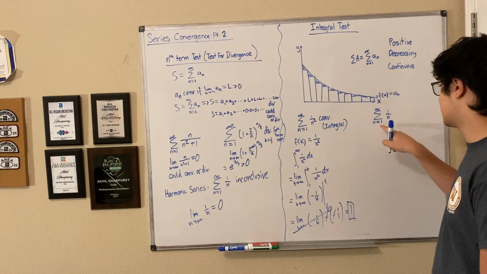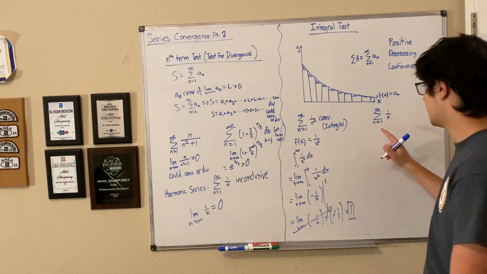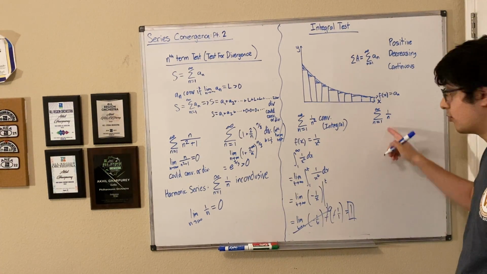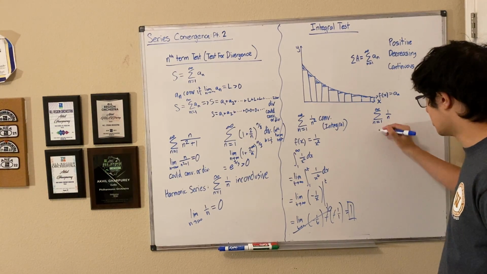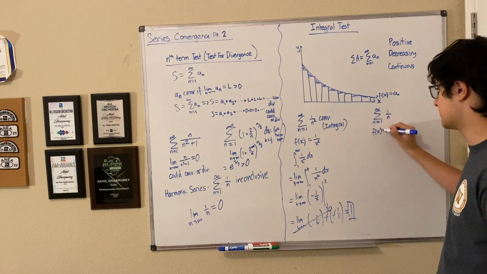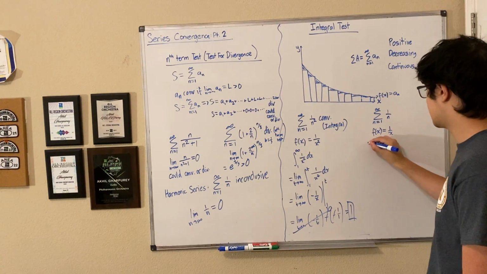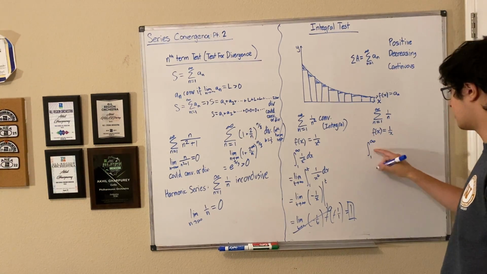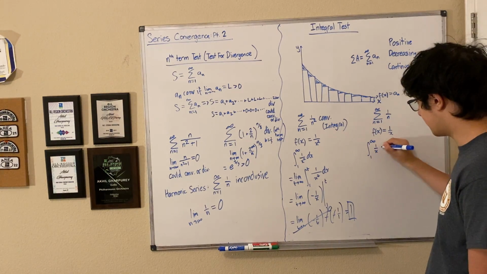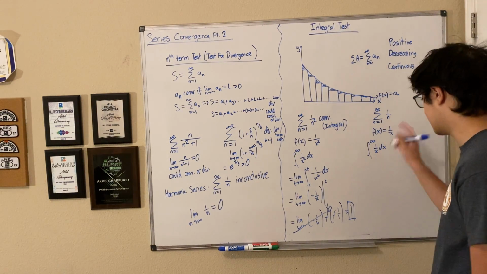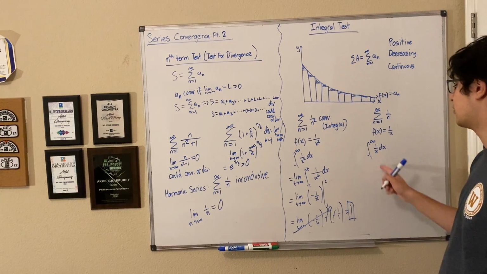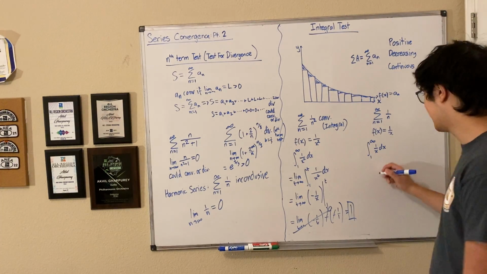So this is the exact same series we have here. It's the harmonic series, the series from 1 to infinity of 1 over n. So we're going to follow the exact same steps. So f of x is going to be 1 over x, of course. Then we have this integral from 1 to infinity of 1 over x dx. Did I say series? I mean integral. The integral from 1 to infinity of 1 over x dx, my bad.